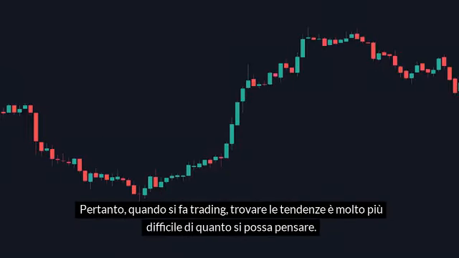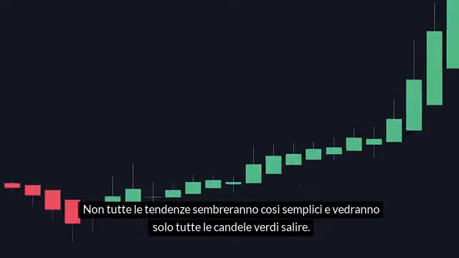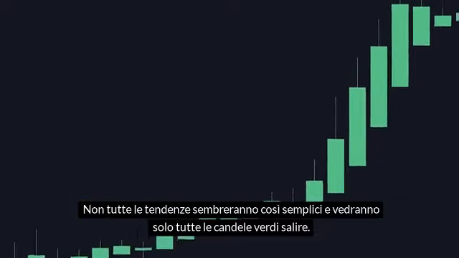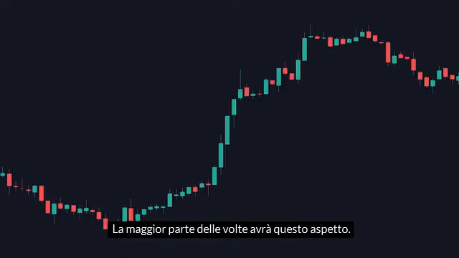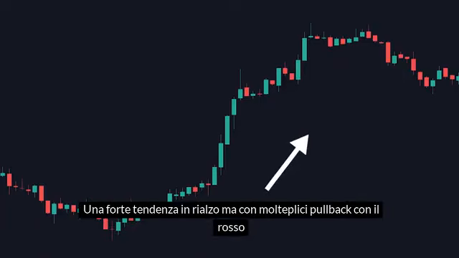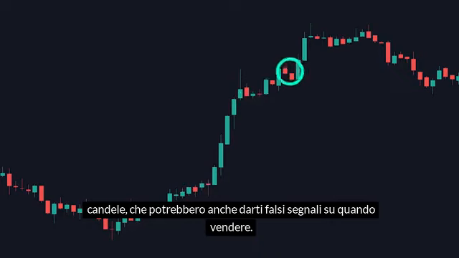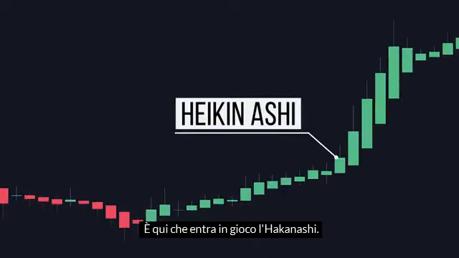So when trading, it's a lot harder to find trends than you might think. Not all trends are going to look this simple and just have all green candlesticks going up. Most of the time they're going to look like this, a strong trend going up but having multiple pullbacks with red candlesticks, which also might give you false signals on when to sell. That's where the Heikin Ashi comes in.